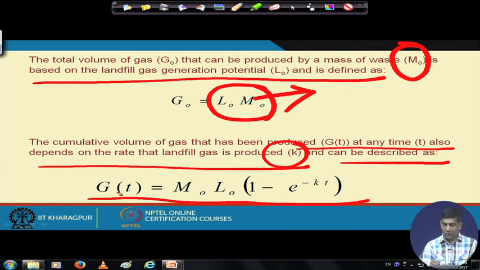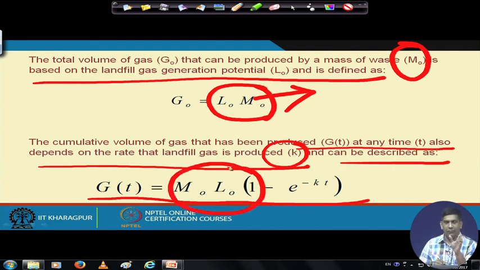So this is M0 times L0, the total amount of gas, minus M0 L0 times e to the power of minus kt, because the mass left at a particular time t is M0 e to the power of minus kt. From that remaining mass, gas still needs to be produced, so we subtract that part. If I take M0 L0 out as a common factor, the bracket contains 1 minus e to the power of minus kt.